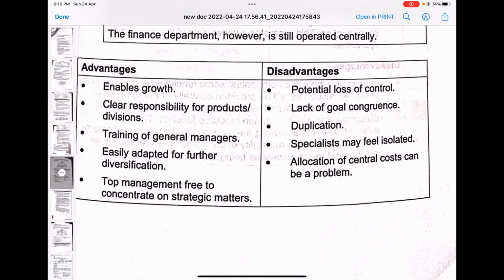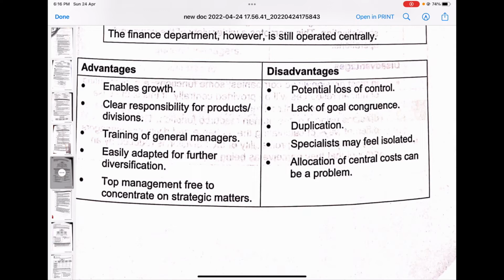Moving on, easily adapted to further diversification. I told you it enables growth. With the enables growth point, we have easily adapted to diversification because you can add on another division without disturbing the existing divisions. Top management is free to concentrate on strategic matters. So the top managers are free and they can concentrate on the important matters.